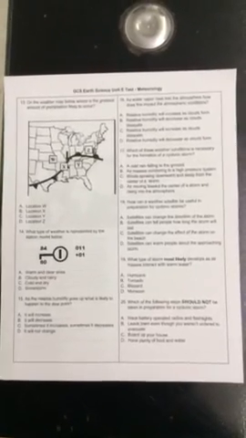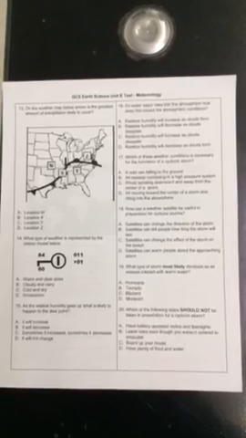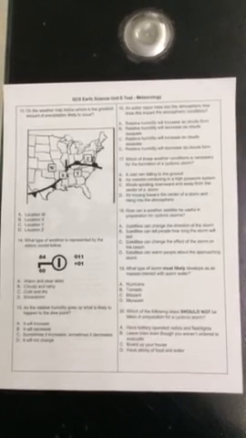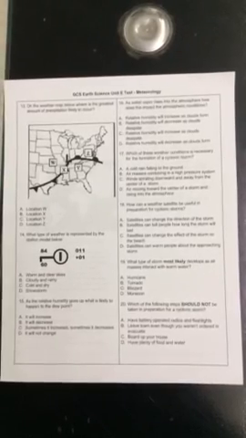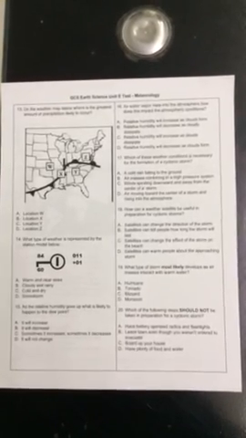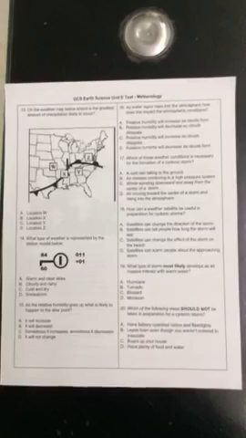14, what type of weather is represented by the station model below? A, warm and clear skies, B, cloudy and rainy, C, cold and dry, or D, snowstorm.